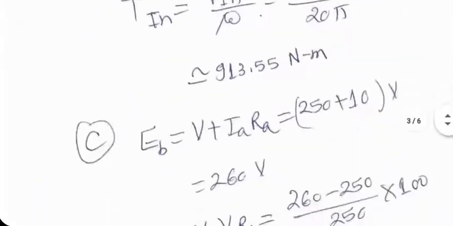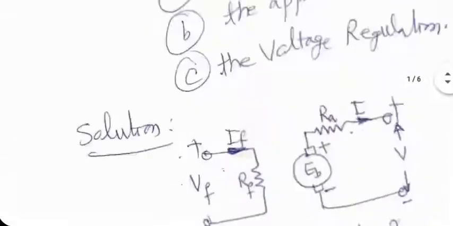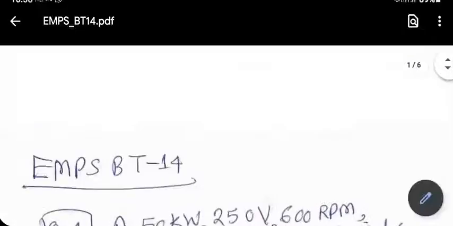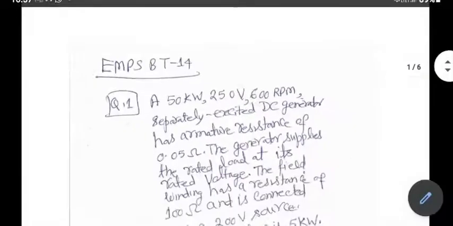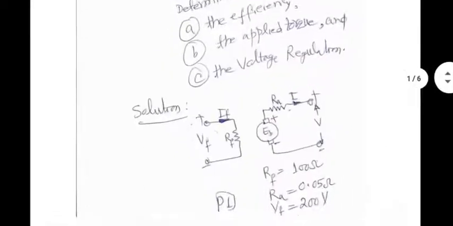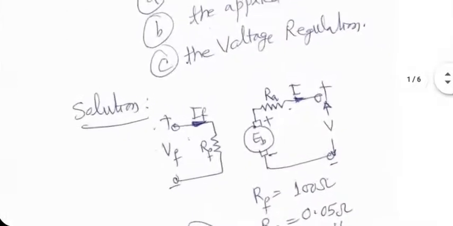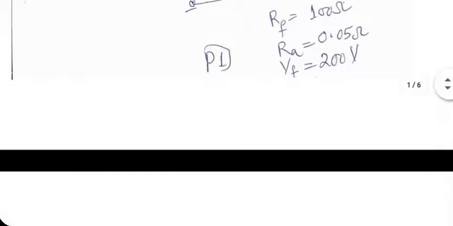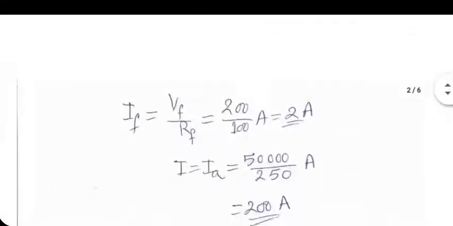That is very easy to figure out based on the equivalent circuit. EB is V plus IARA, or IRA if you want. Common conclusion based on KVL, right? So let me add V and IARA or IRA. I and IA are the same in this case anyway.